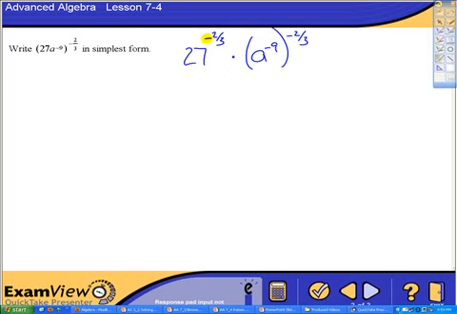So let's see. This negative says I need to flip that 27 over. I'm dealing with a cube root here. So I've got the cube root of 27. And this whole thing is going to get squared. That's what the 2 on the top is doing.